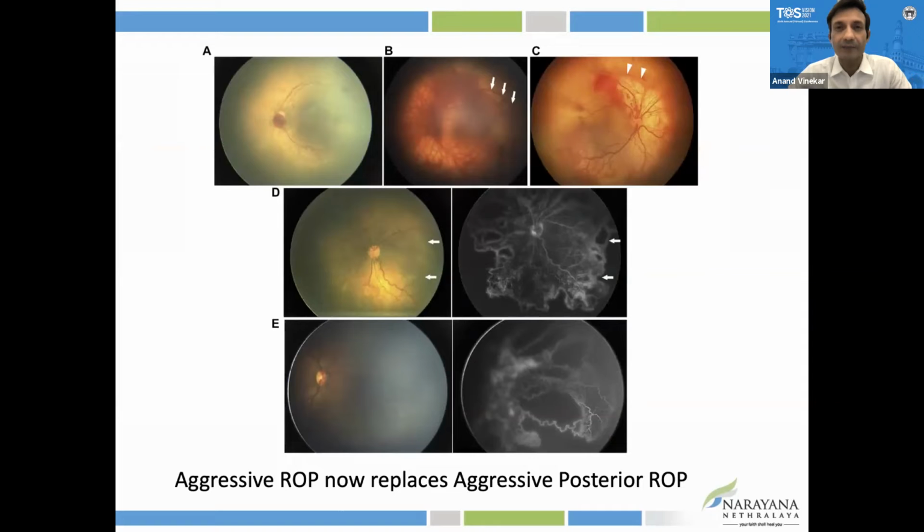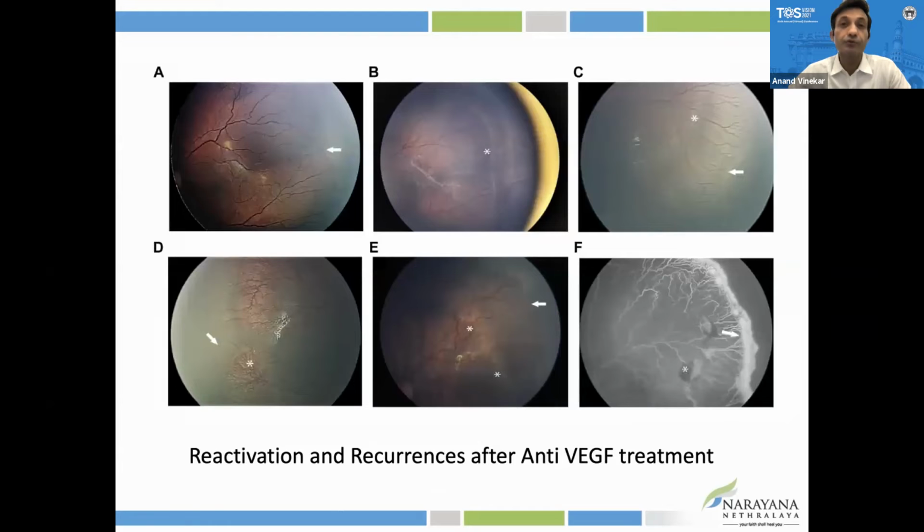And now coming to the aggressive ROP, some of these images are from us, from our country, and from similar geographic nations. Look at how they look in terms of the complete obliteration of the blood vessels and how the capillary non-perfusions are there. The blood vessels look as though they've gone into zone 2A, but actually the CNP areas are in zone 1.